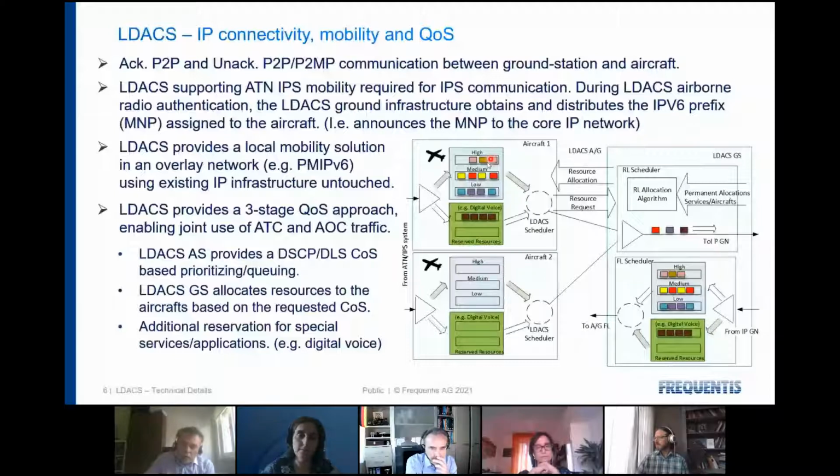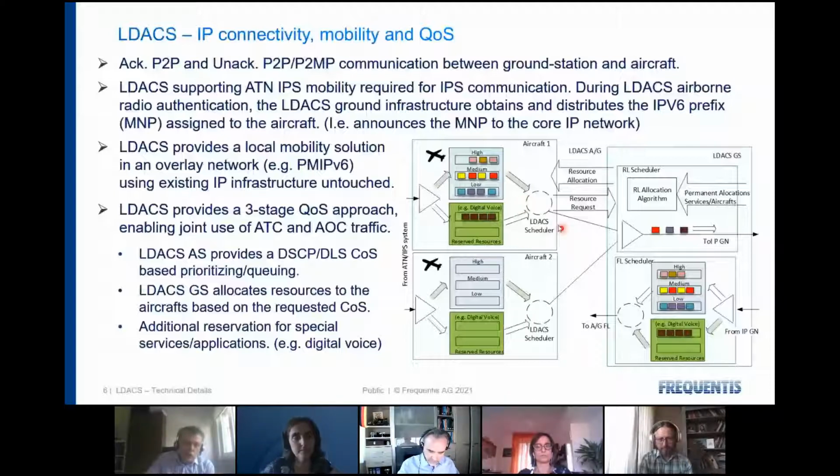You have the same concept on the forward link on the ground station. So also the ground station will do this classification based on DSCP, and then we'll have the prioritization and queuing concept. In addition, the second stage is that the LDACS ground station allocates the resources to different aircraft based on the requested bandwidth and on the class of service that the different aircraft are requesting. So that means there is a possibility to allocate resources to a specific aircraft, and not one aircraft can have the whole bandwidth.